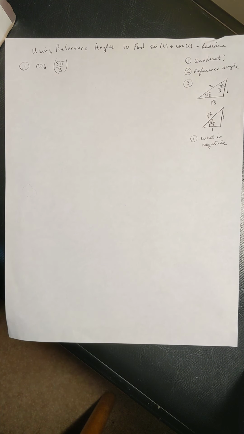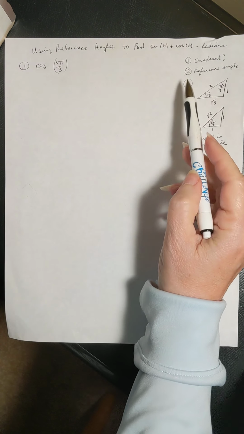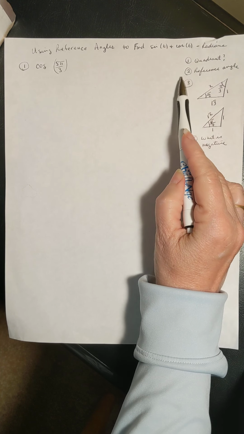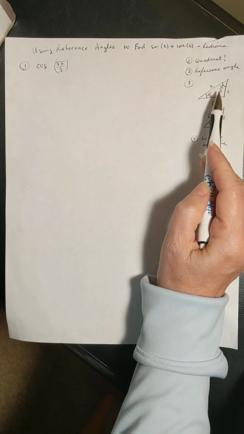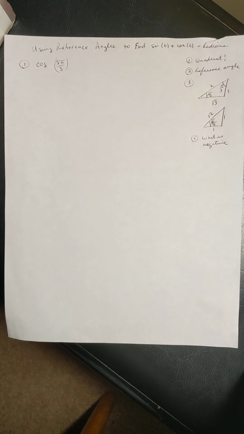Alright, in this video we are going to use reference angles to find the sine and cosine of theta, but this time we're going to look at it in terms of radians. So it's kind of putting the last two videos together. And so remember, first we're going to find out what quadrant it's in. We're going to figure out the reference angle. Once we know the reference angle, then we're going to use our reference triangles, and then we're going to see what's negative. And then from there, we'll be able to figure out everything else.